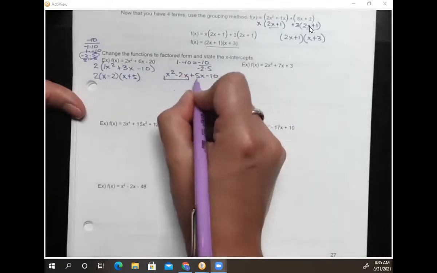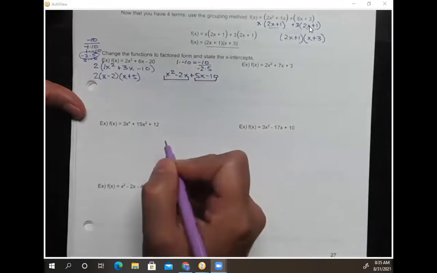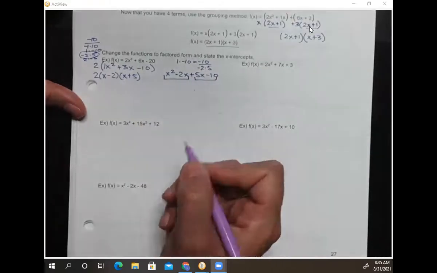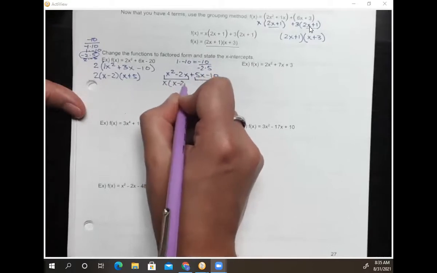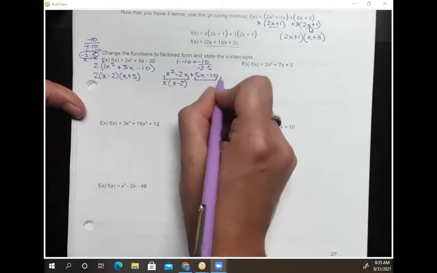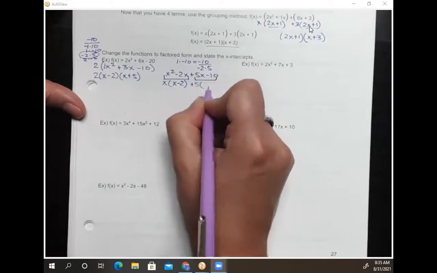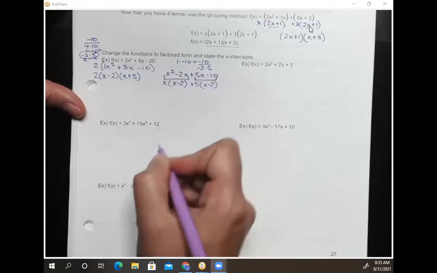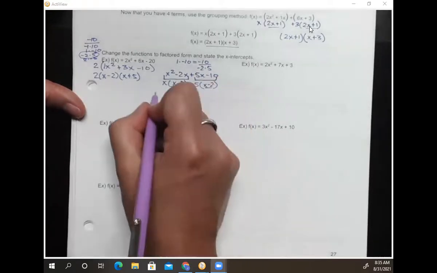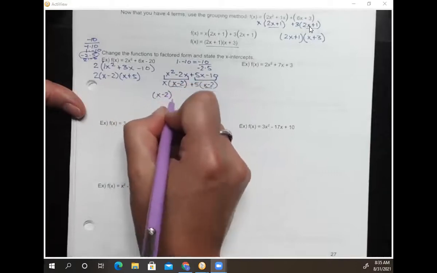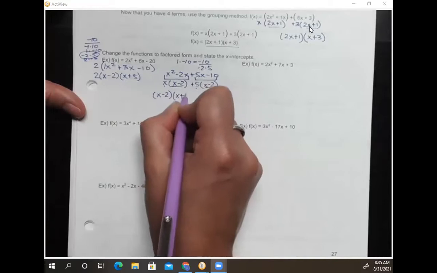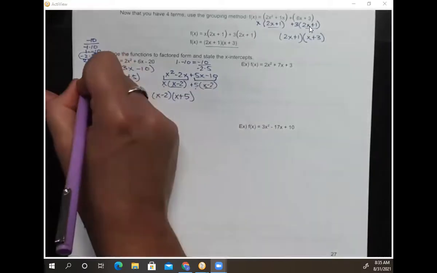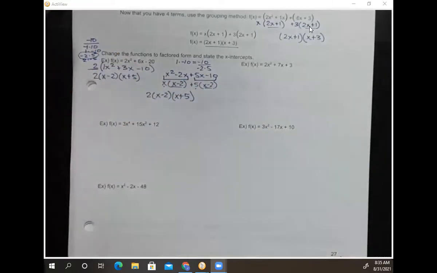Now I'm going to split this up into two groups to use my grouping method. Since it's 4 terms, I use grouping. My GCF from the first group would be x. That would leave me with x minus 2. My GCF from the second group would be positive 5. That leaves me with x minus 2. My stuff in parentheses is the same, so that's my new GCF that I'll pull out. That leaves me with x plus 5. And again, don't forget the GCF that we pulled out in front to begin with.